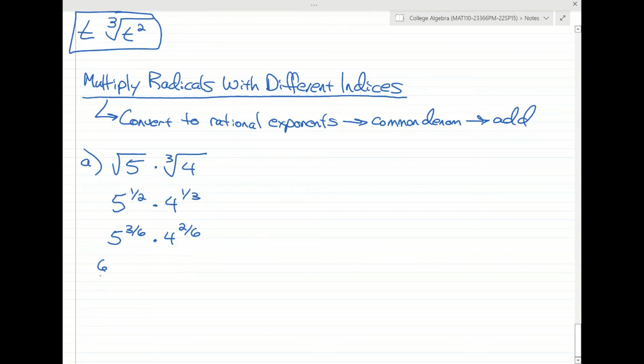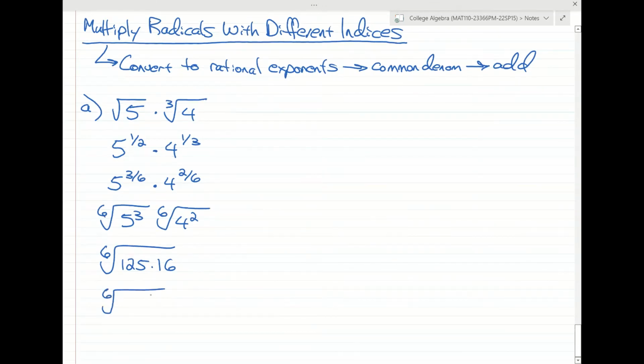So this is the 6th root of 5 to the 3rd times the 6th root of 4 to the 2nd, which is just the 6th root. 5 to the 3rd is 125. 125 times 16 is 2,000. To be able to combine radicals.